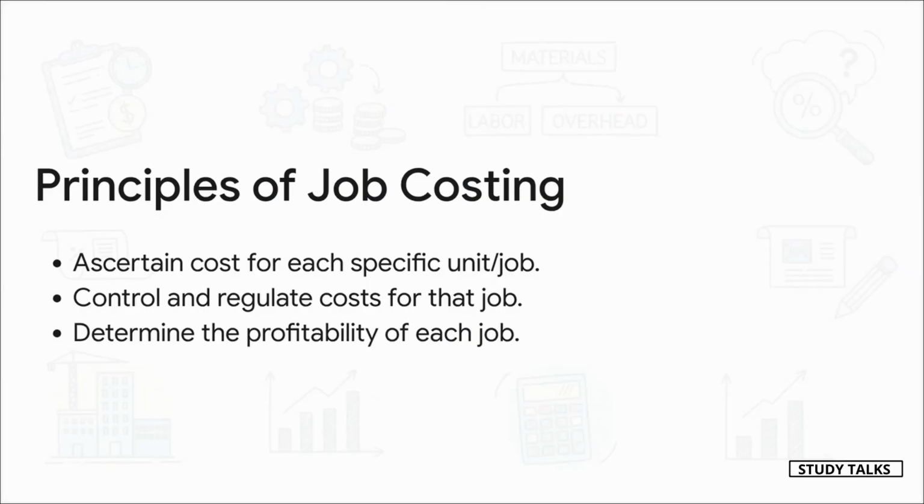It's all about that specific job. You find the cost for that job, you control the costs for that job, and ultimately you figure out the profit for that single job. You should think of every job as its own little mini company with its own P&L statement. You just can't do that if you're averaging everything out.